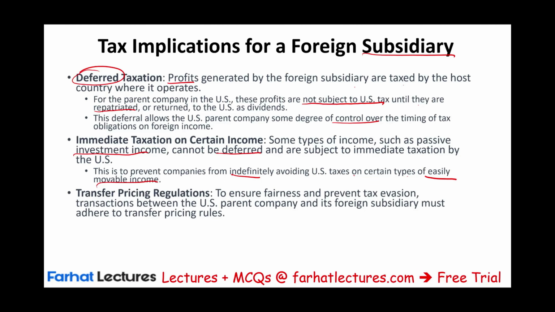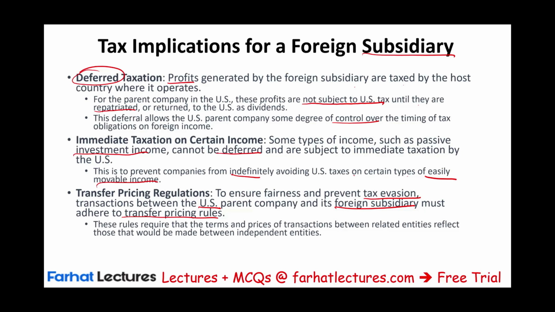Transfer pricing regulation is there to ensure fairness and prevent tax evasion. Transactions between the US and the foreign subsidiary must adhere to transfer pricing rules, which we talked about. And the reason why is to make sure that the terms and prices of the transactions between the related entities, the parent and the subsidiaries, reflect those that would be made between independent entities. So you're not really giving yourself a favor to do what? To reduce the overall tax bill. So non-compliance could result in significant penalties. Again, we talked about transfer pricing.